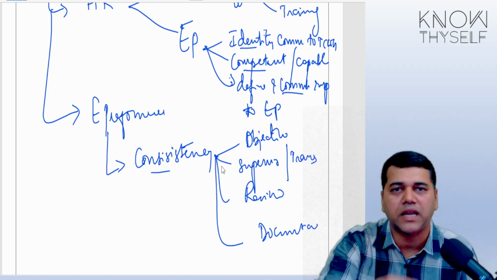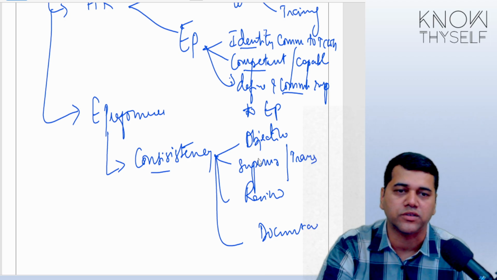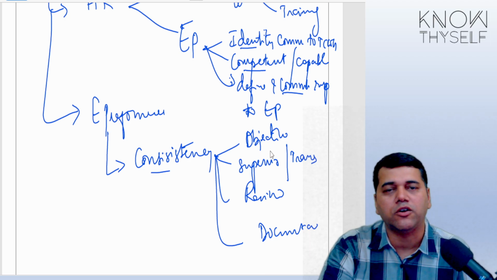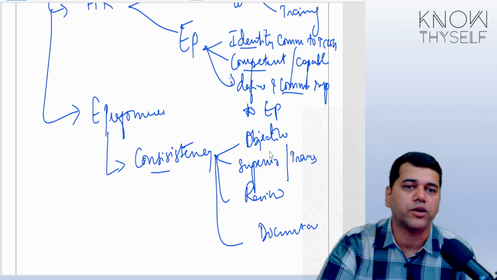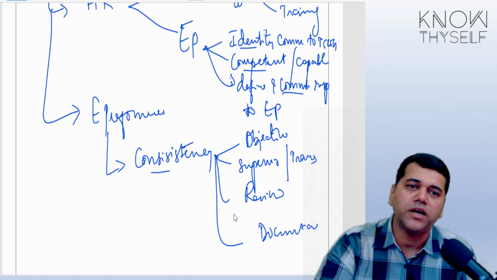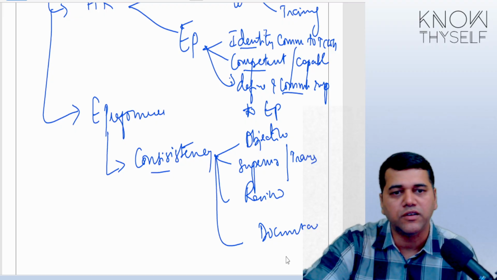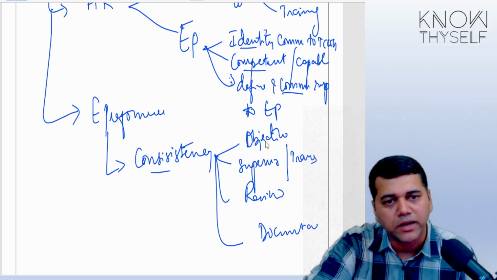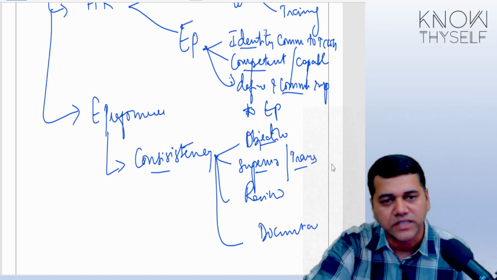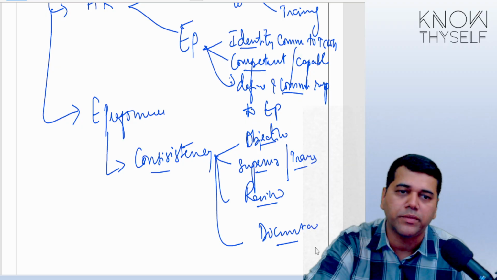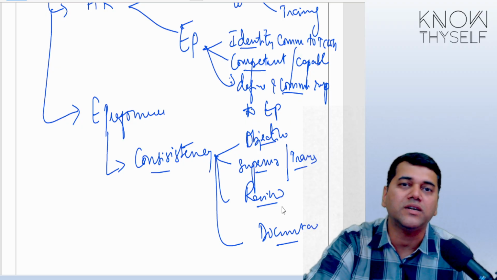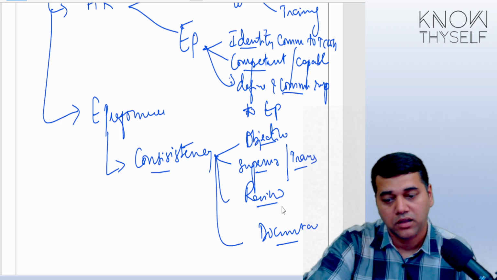For example, I can bring you to your example also. Yesterday we spoke about the objective. What is your objective? Why are you here? And if I don't remind you from time to time, eventually that performance will fall, consistency will fall. So from time to time, I have to remind the objective, supervise, train you, review your work, document. So this will result in consistent performance.